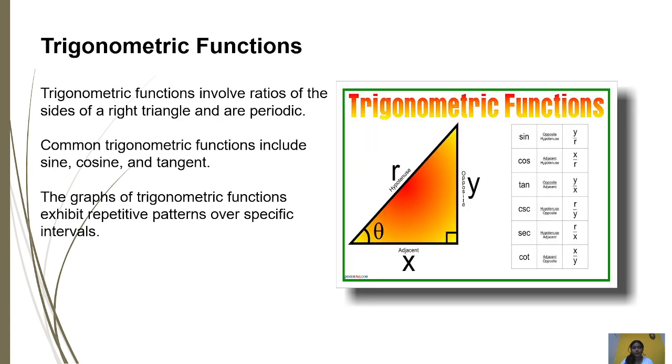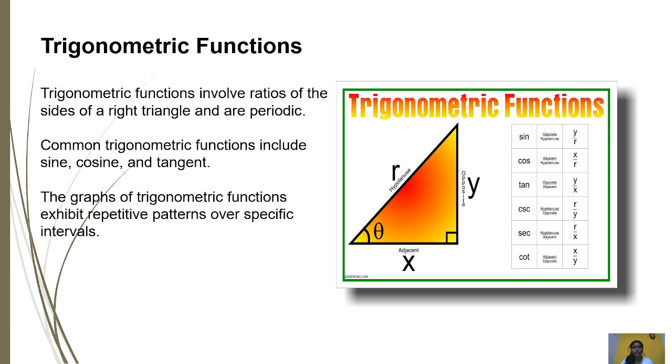Coming to the trigonometric function. Trigonometric functions involve ratios of the sides of a right triangle and are periodic. Common trigonometric functions include sine, cosine, and tangent. The graphs of trigonometric functions exhibit repetitive patterns over specific intervals.